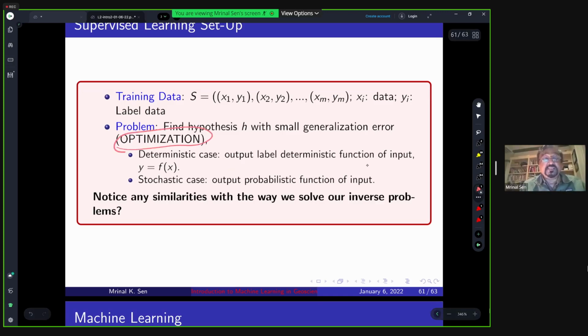Optimization basically means: if y is a function of x, what is the x for which y is minimum? We could also solve it in a stochastic way, using a probabilistic approach to estimation.